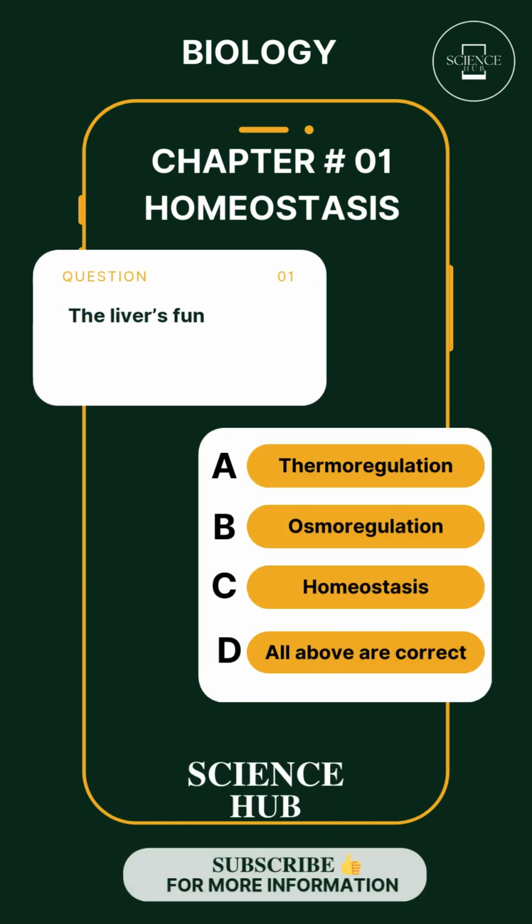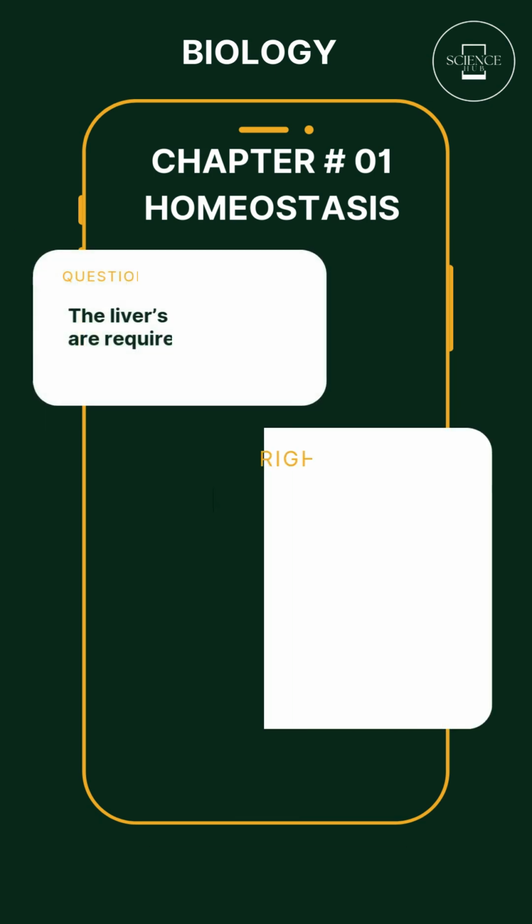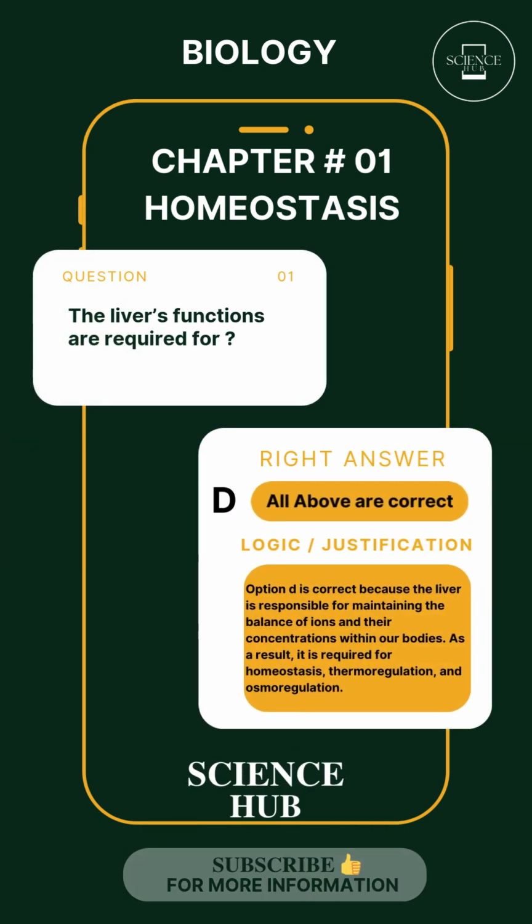Question number 1. The liver's functions are required for option A, thermoregulation, option B, osmoregulation, option C, homeostasis, option D, all above are correct. The right answer is option D.